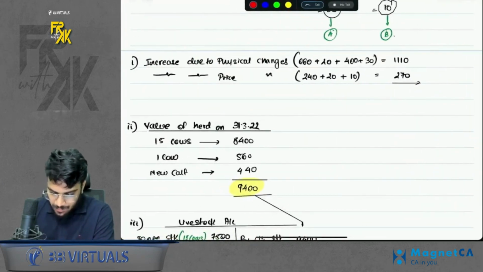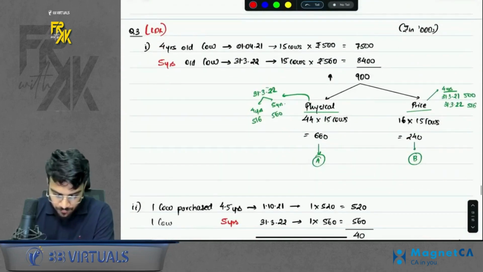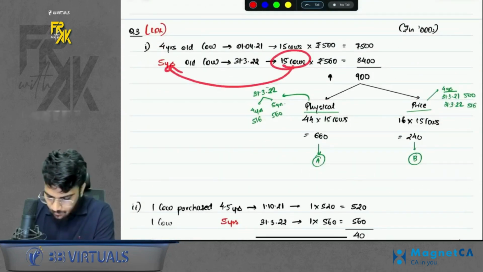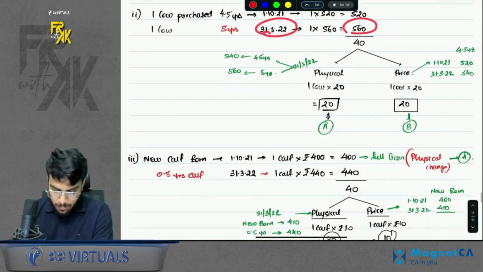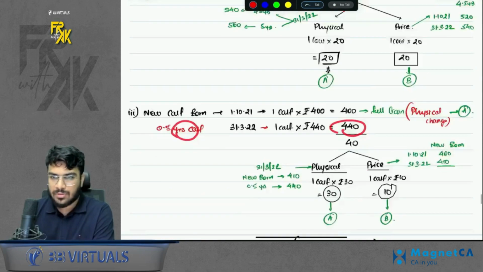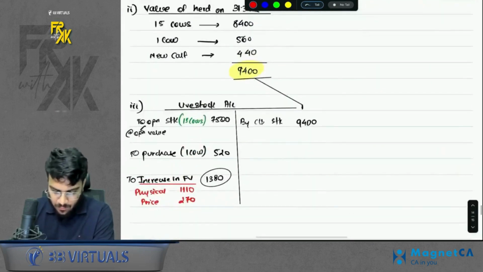Okay, then one more thing was asked, closing value of herd. How do I get the closing value of herd? I had already computed it. 15 cows, closing value is this much. The new cow purchase, closing value is this much. The newborn calf, closing value is this much. So just compile them all together, you will get the closing value.